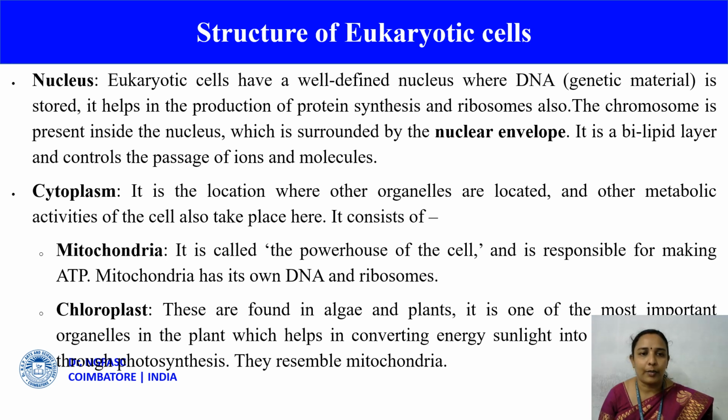Next is cytoplasm. It is a location where other organelles are located and other metabolic activities of the cell take place. The first organelle present in the cytoplasm is mitochondria. It is called the powerhouse of the cell, which is responsible for making ATP. Mitochondria has its own DNA and ribosomes. Chloroplasts are found in algae and plants.